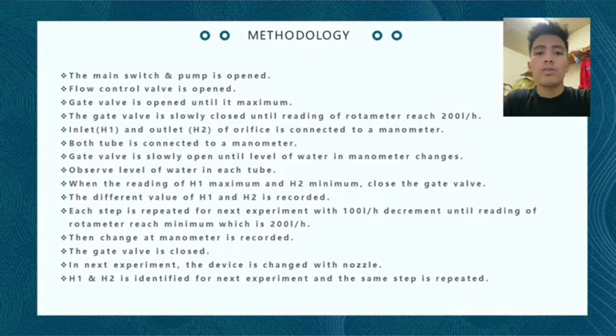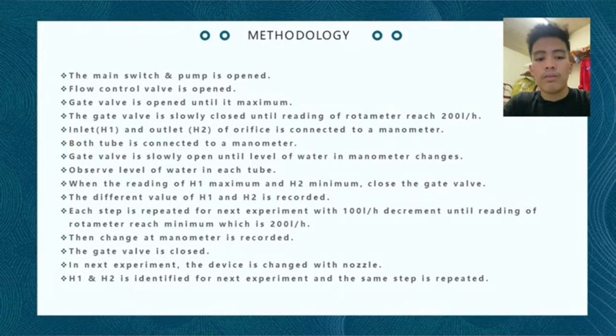Okay, now let's go for the methodology. Firstly, this experiment is to compare the discharge coefficient. Number 1, the main switch and pump are turned on, and then the flow control valve is opened. The gate valve is opened to its maximum. Then the gate valve is slowly closed until the reading of the rotameter reaches 200 LH.